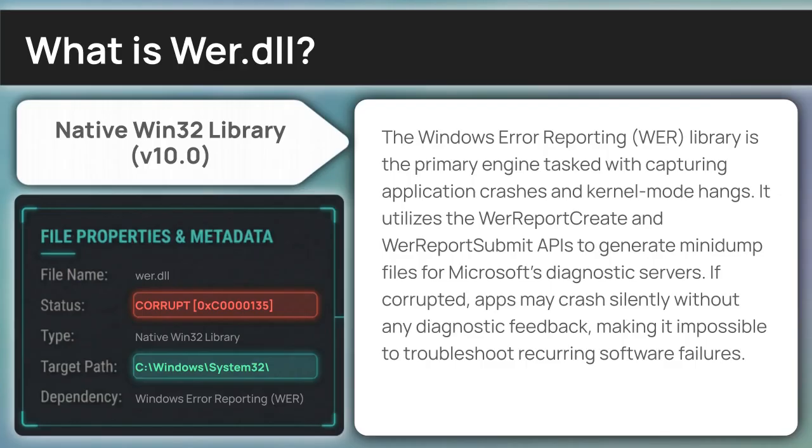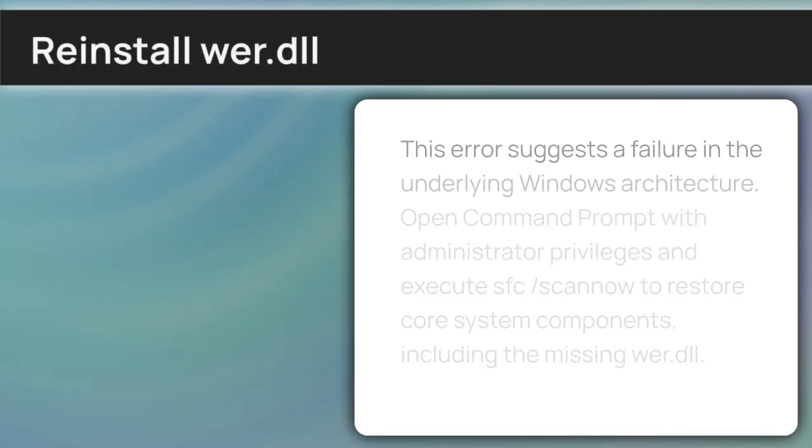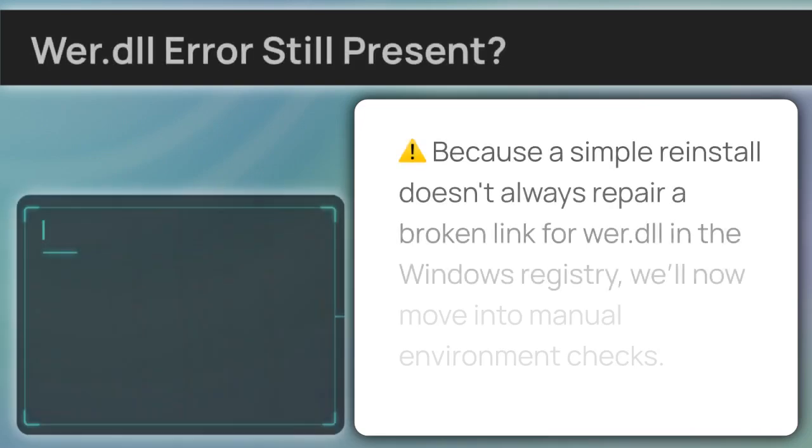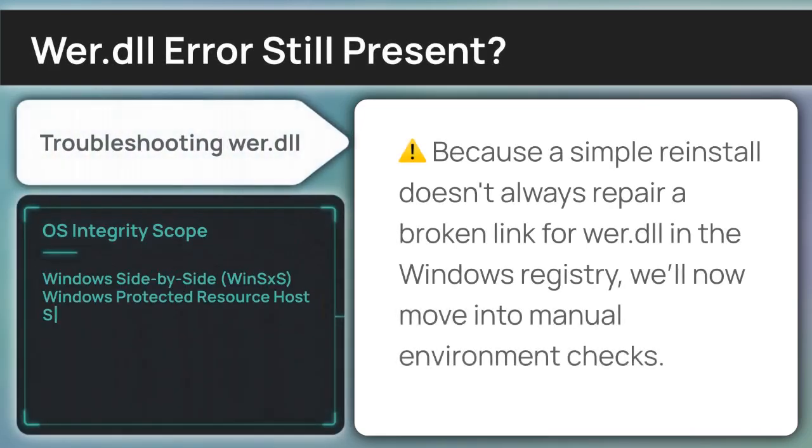Now let's dive into the solution, starting with a standard reinstallation. This error suggests a failure in the underlying Windows architecture. Open Command Prompt with administrator privileges and execute sfc /scannow to restore core system components, including the missing Windows Error Reporting Library DLL. If the setup package didn't provide a resolution, we need to look under the hood at how your system handles current session configurations.